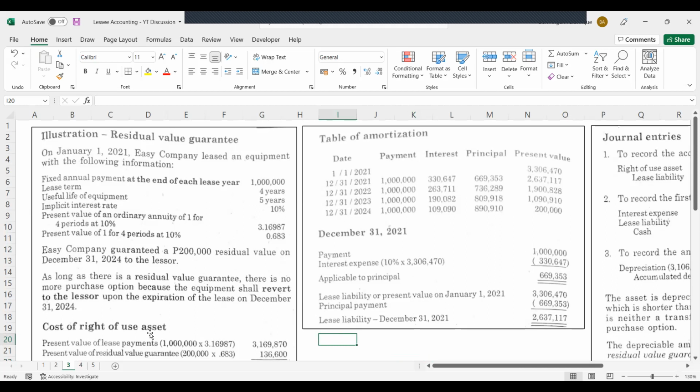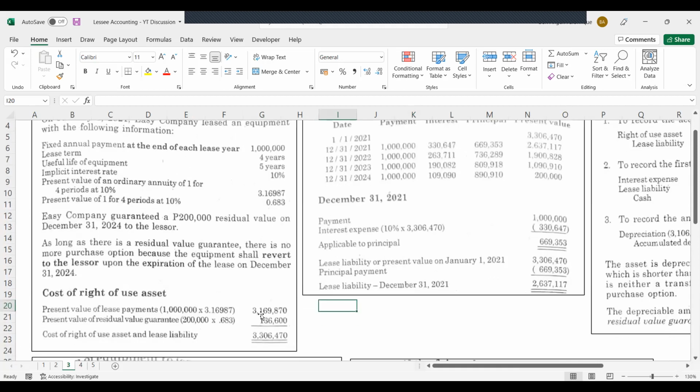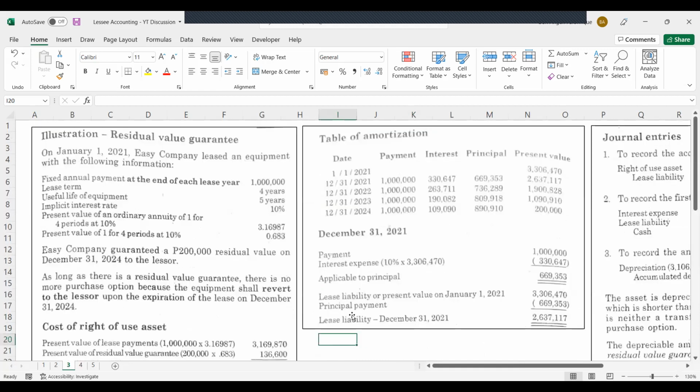So, compute for the cost of right of use. So, to compute for it, we need the present value of the lease payments. So, lease payment niya is 1 million. Kailangan natin dahil installment is ordinary annuity. Ilang period? 4 years kasi 4 year lease term. Anong gagamiting rate? Implicit. So, 1 million times 3.6987 and kailangan din natin yung present value ng residual value guarantee at the end pa. So, ibig sabihin, present value of 1 yung gagamitin natin. So, total ROU is 3,306,470.